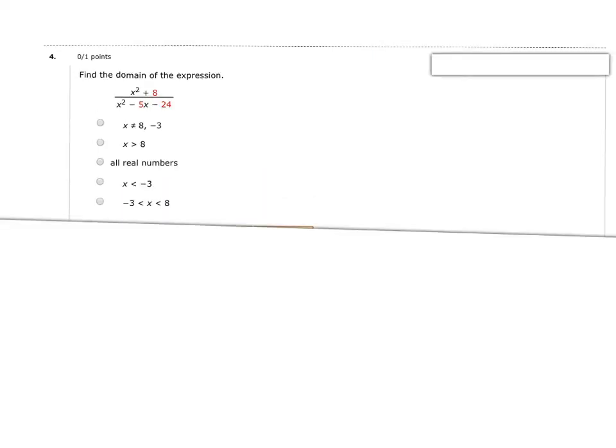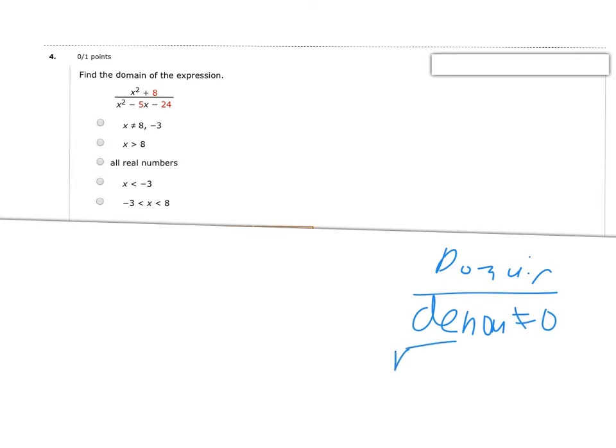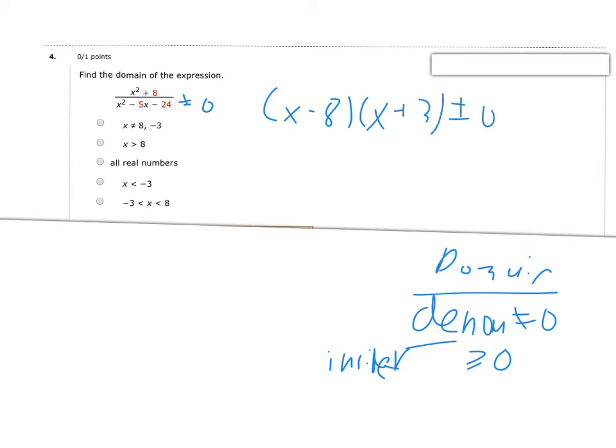All right, next up here, I'm going to follow my domain rules, which once again, we have a denominator cannot equal 0, and then we have the inside of a radical must be greater than or equal to 0. And so in this case, I have a denominator, so I'm going to set that not equal to 0 and solve. So I'm going to factor that, x minus 8 times x plus 3, not equal to 0. So x cannot equal 8, x cannot equal negative 3.